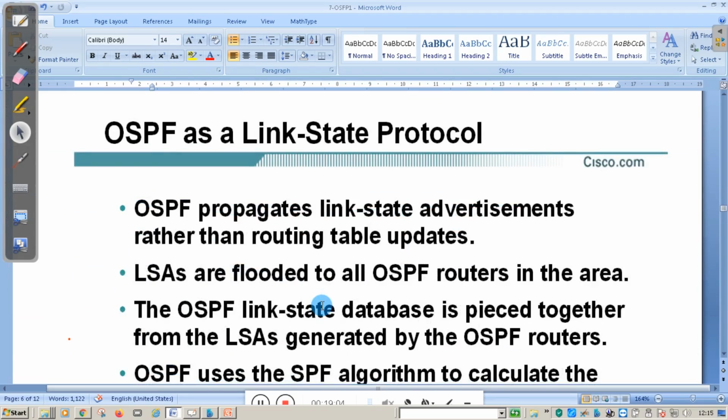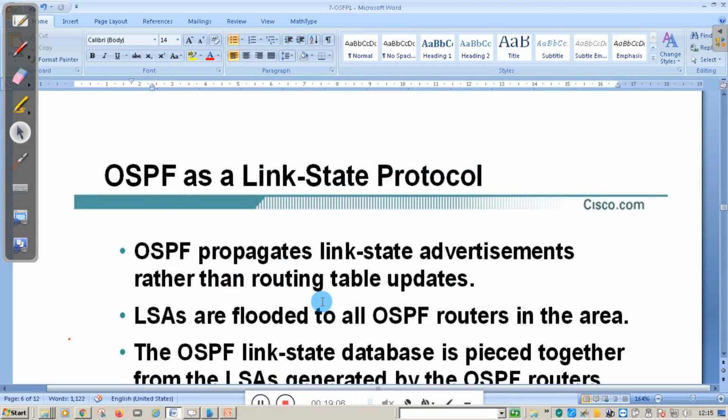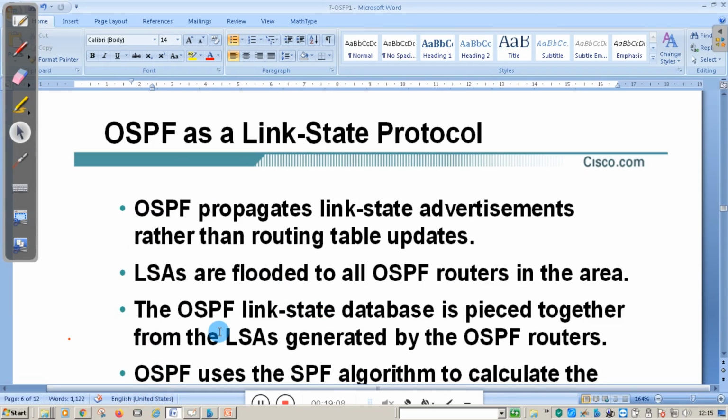Now let us once again summarize this point. OSPF propagates link state advertisements rather than the routing table. Very important points.